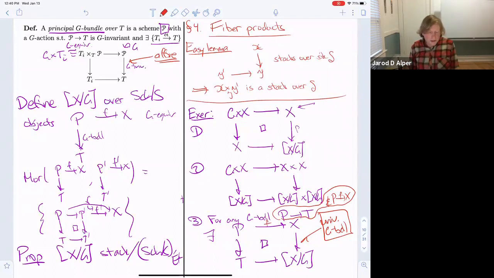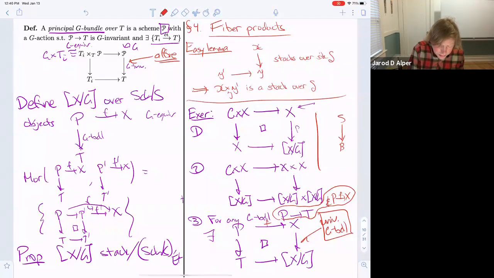An important special case is when X is trivial, and then you see that in that case the map from S to the classifying stack is the universal G-bundle. So sorry for making that more confusing than it had to be.